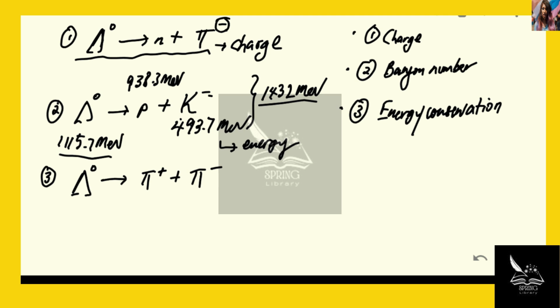Now for the third reaction equation, first off, you look at the charge again. It is neutral, so the right hand side has a pi plus and a pi minus, so they cancel each other out, so that's fine. However, looking at the baryon number, the baryon number is 1 because this is a baryon, but both the pions are mesons, right, which contributes 0 to the baryon number, and so for this case, baryon number is not conserved, and so that is why these reactions cannot take place.